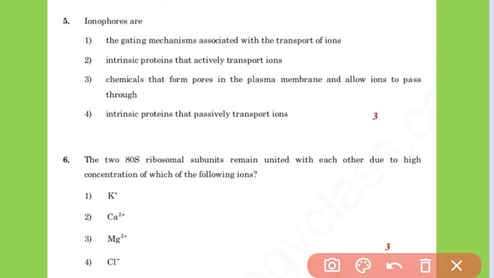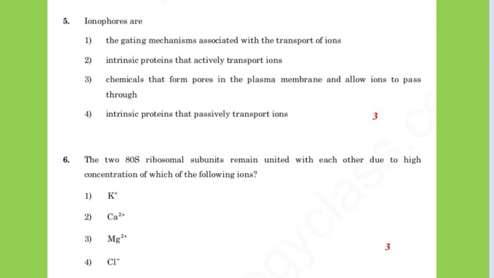Then next question: the two ATS ribosomal subunits remain united with each other due to high concentration of which of the following ions? The divalent magnesium ions are essential for several aspects of protein synthesis, including neutralizing the charge on ribosomal RNA to allow it to correctly fold, and they play an important role in subunit association. The ribosome ATS is made up of 60S and 40S subunits. They get united with each other with the help of magnesium ion. So the answer of this question is option third.